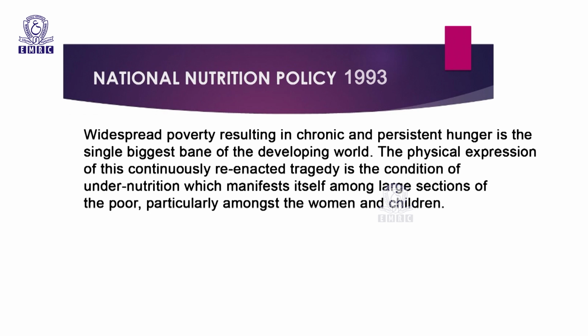The National Nutrition Policy 1993 states that widespread poverty resulting in chronic and persistent hunger is the single biggest bane of the developing world. The physical expression of this continuously reenacted tragedy is the condition of undernutrition, which manifests itself among large sections of the poor, particularly amongst the women and children.